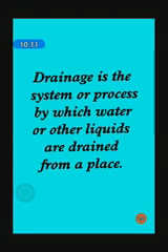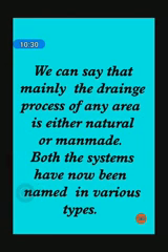Drainage is the system or process by which water or other liquids are drained from a place. This is a process by means of which we drain liquids from particular places where we need it. Then we can say that mainly the drainage process of any area is either natural or man-made. Both the systems have now been named in various types.